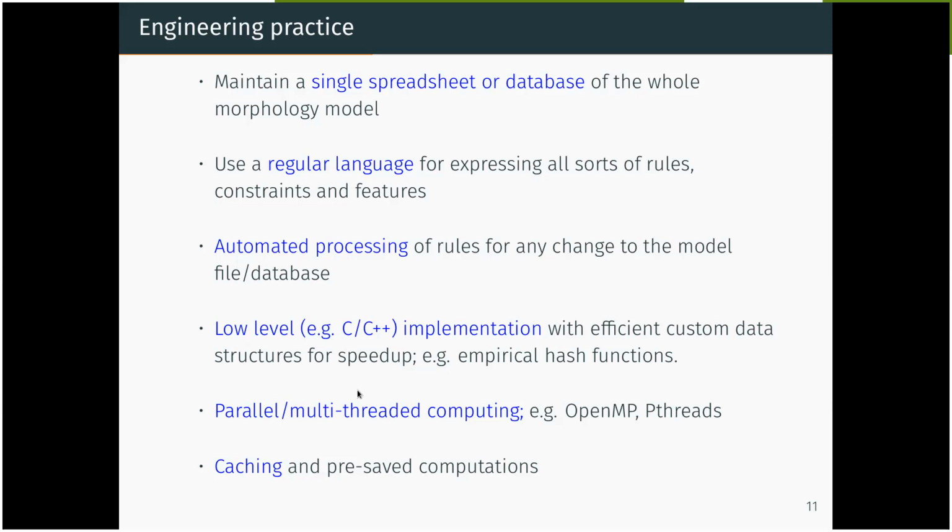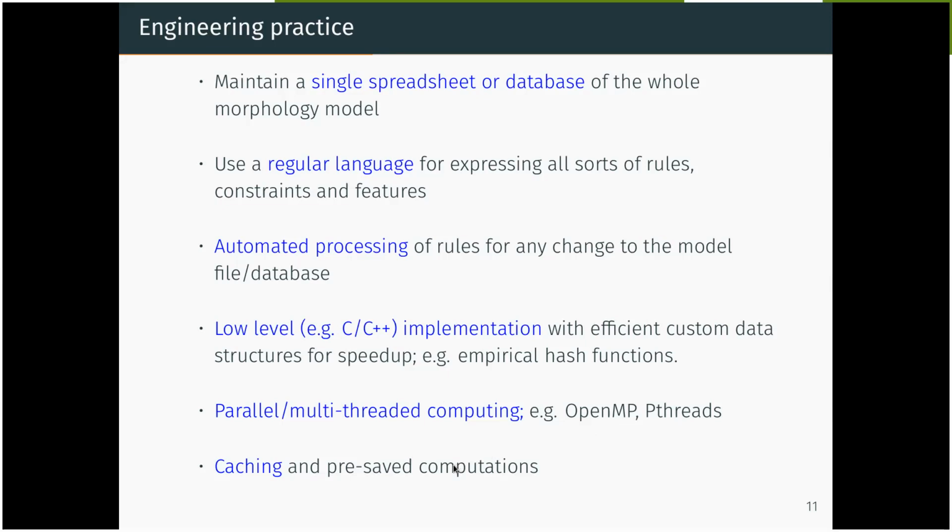You need to do parallel computing. These computations take processing time. So you have to take advantage of multi-core architectures, multi-threaded programming, using things like pthreads or OpenMP, things like that. And you also have to do caching whenever possible. So if there are some computations that are very regular, you can save the outputs and then reuse them.